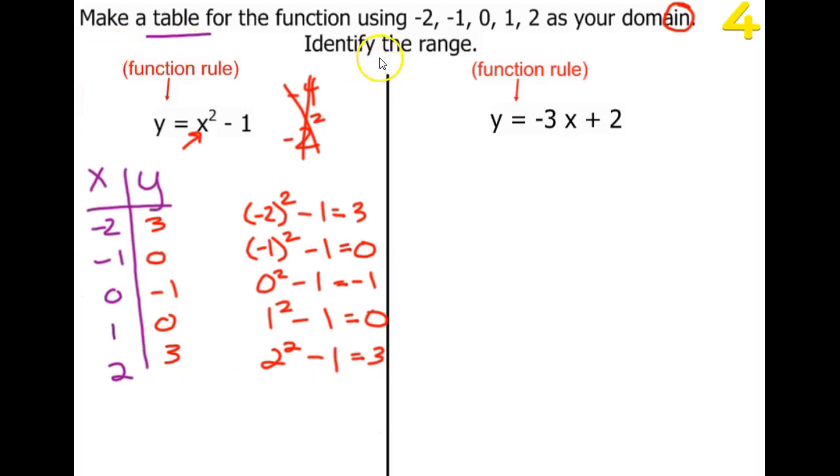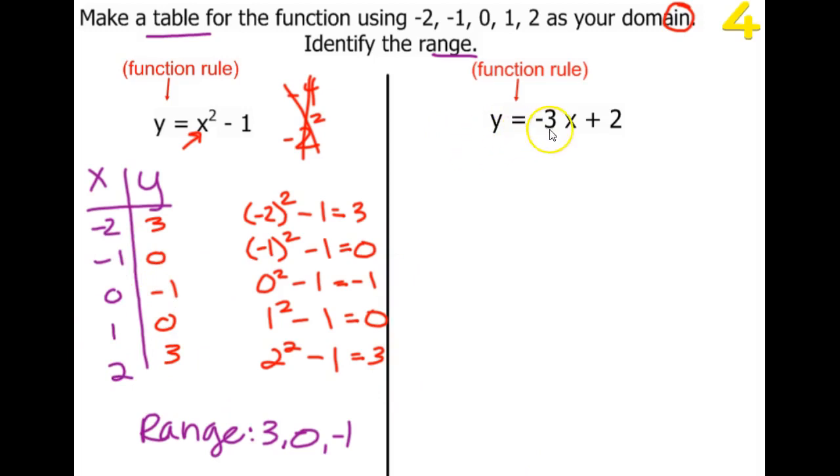So we made a table, and now it just says identify the range. Our range, what we get out, are these values here. 3, 0, -1. These ones, you don't have to repeat again because we know our range is just our outputs.